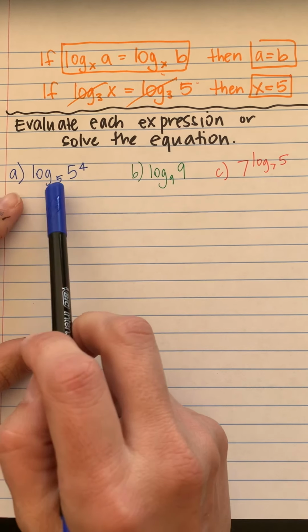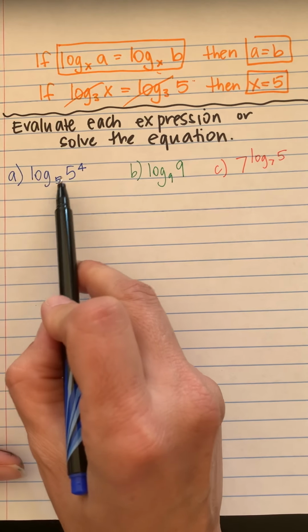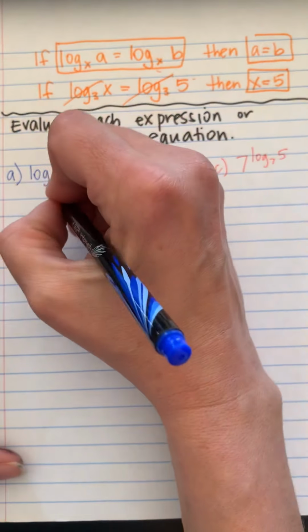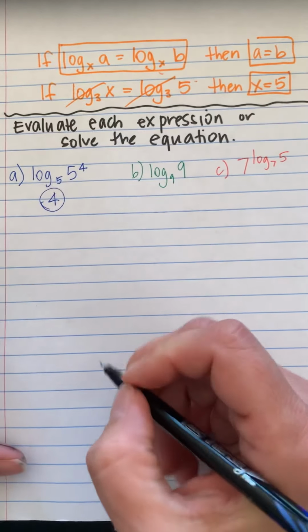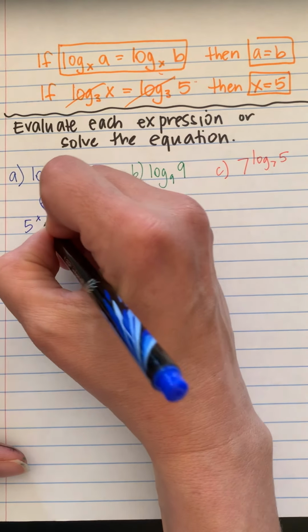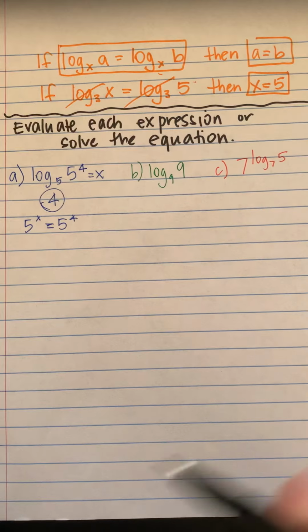So again, if the base and what we're taking the log of match, this log base 5 of 5, those really get to cancel and we're just left with the exponent. Again, if you want just a quick reason why that is, it's 5 to the x power equals 5 to the 4th. So x would have to equal 4.